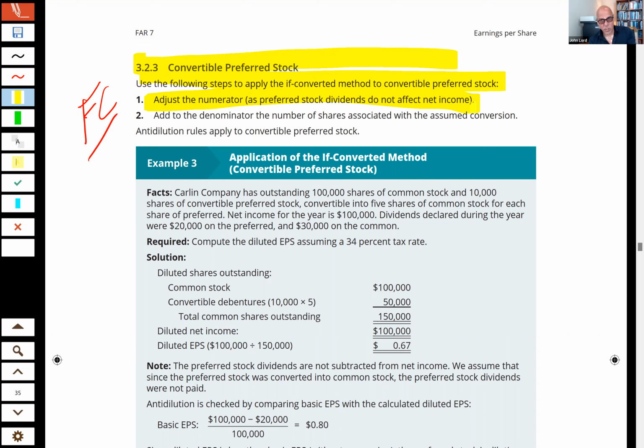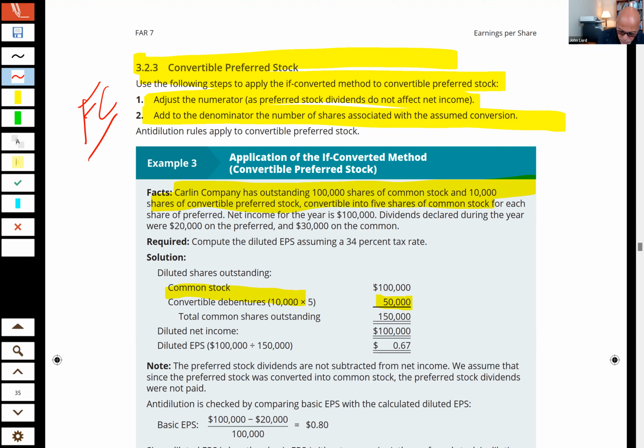But if we're trying to say the preferred was converted into common shares, then we just pick up whatever the net income was. We don't have to make any adjustment to the net income, and then add to the denominator the number of shares associated with the assumed conversion. Okay, so let's look at this example. We have outstanding 100,000 shares of common stock, 10,000 shares of convertible preferred stock, and they can be converted into 5 shares of common stock each. So let's just look at that. 10,000 times 5 is 50,000.